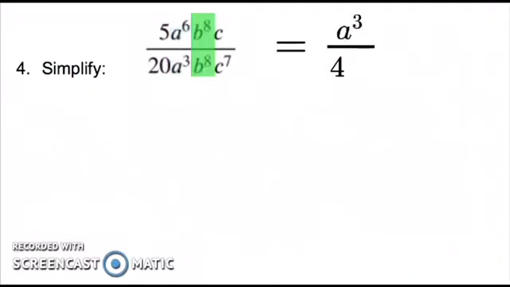Now we go on to the b's. B to the 8 over b to the 8 becomes 1, so they're no longer there. So go on to the c's. Subtract the smaller exponent from the larger. We have 7 minus 1, which is 6. The larger exponent's at the bottom, so we'll have c to the 6. So your answer is going to be a to the 3rd over 4c to the 6.